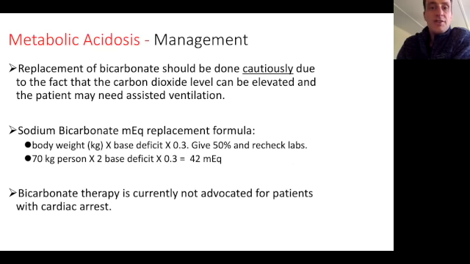It should be done cautiously. If bicarbonate is administered, it will eventually be converted to carbon dioxide, and the carbon dioxide level can be elevated if the patient is unable to increase their minute ventilation appropriately. Here's a replacement formula. You may write this down or look it up later to help give you an idea of how much sodium bicarbonate to replace for a patient who has an elevated base deficit or is in a state of acidosis.